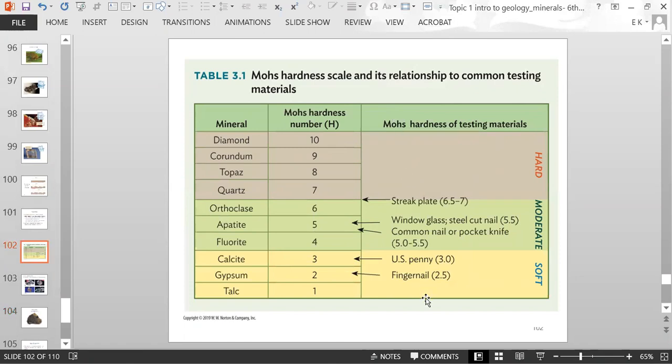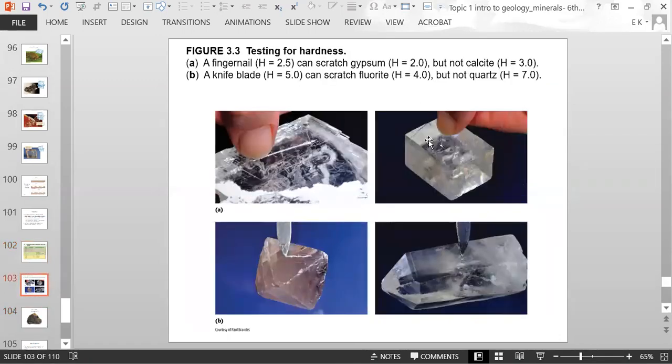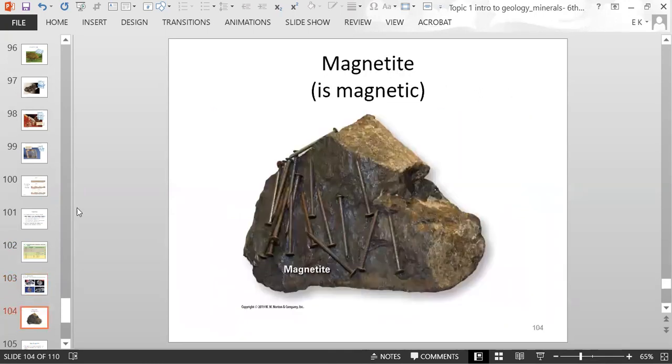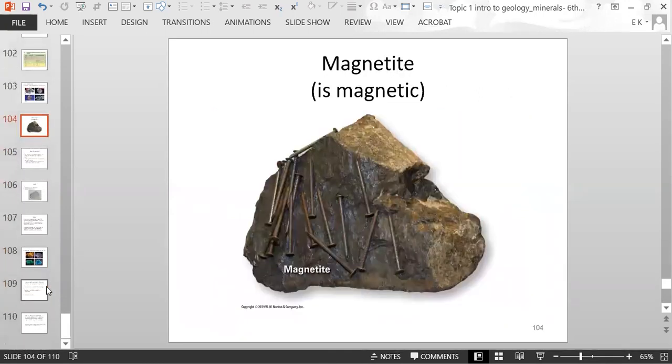And then here are different tools that you could use in the lab room to help you determine the hardnesses of minerals. Okay, and then here are some diagrams using different tools like your fingernail or a little knife blade. And so you basically see if the tool scratches the mineral or not. Then some minerals are magnetic. So this is a mineral called magnetite. So that's magnetic.